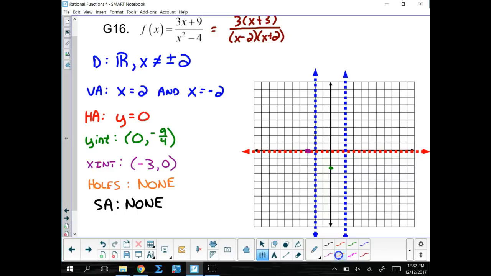Sidebar question. Sidebar answer. Can I have a horizontal asymptote and a slant asymptote on the same graph? No. You can't. By definition, it's no. But that's only a definition. Really, I could draw one in right there. You could draw one in. You do have me there.